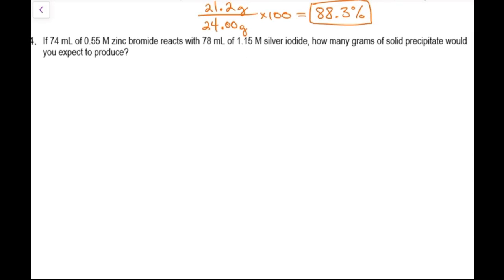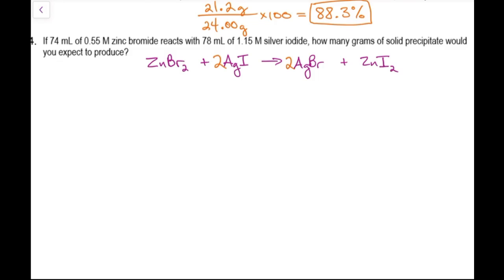74 milliliters of 0.55 molar zinc bromide reacts with 78 milliliters of 1.15 molar silver iodide. How many grams of solid precipitate would you expect to produce? So go ahead and come up with a balanced equation. Okay, so here's your balanced equation. It was a double replacement reaction.